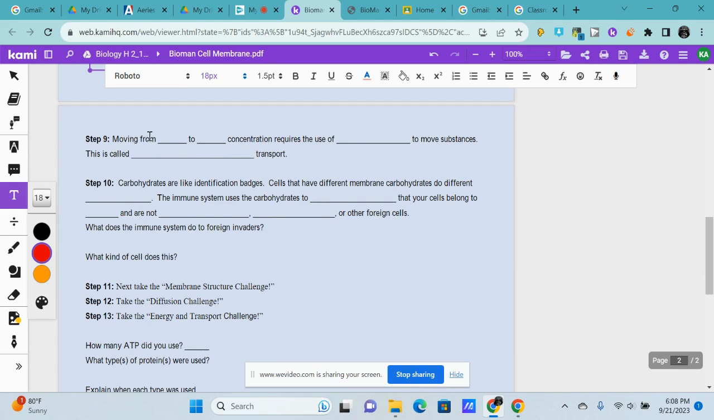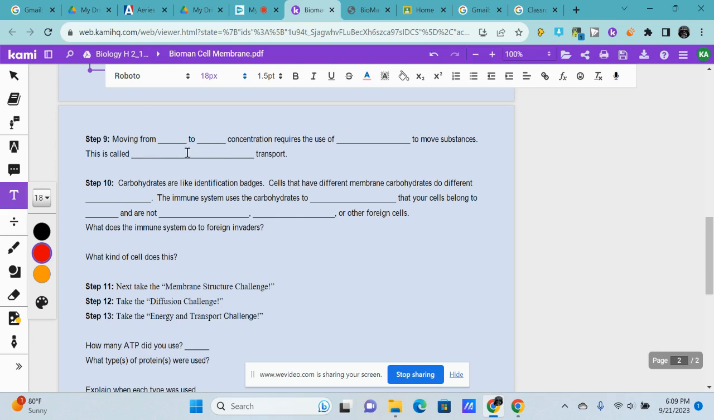When things are moved from low concentration, where there's few of them, to high concentration, so you're going to put low to high, or you can just put an L to an H, concentration. This requires the use of energy to move substances. This is going to be called active transport.